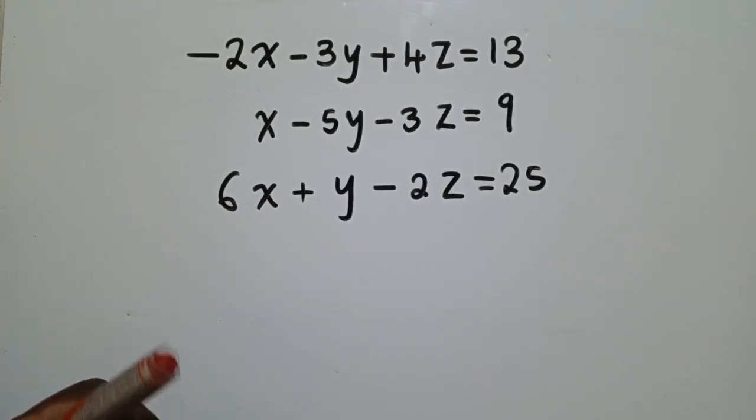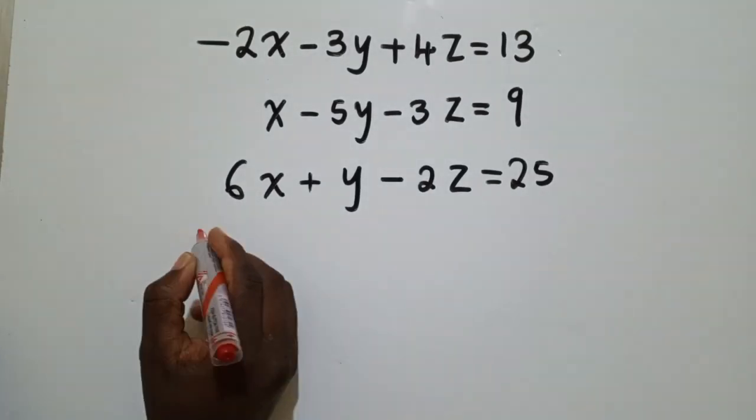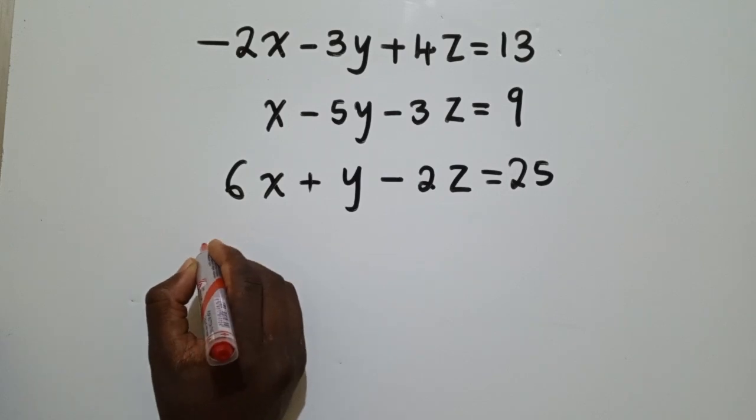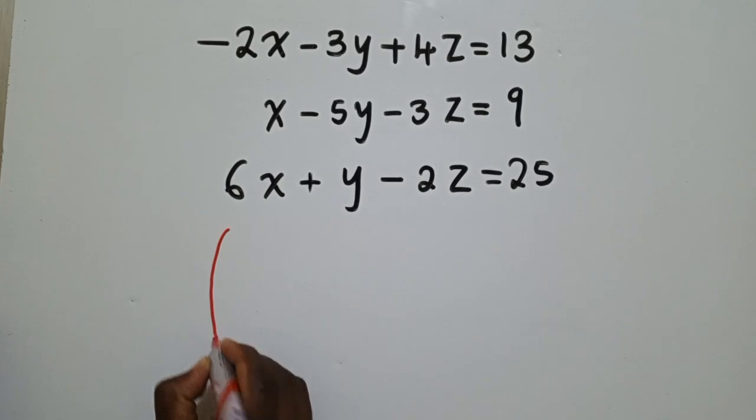Alright, so I've got this system of equations right over here, and we need to find, or solve, the value of x, y, and z. We're going to solve this by row reduction. If you've never had row reduction, please follow through so that you understand.